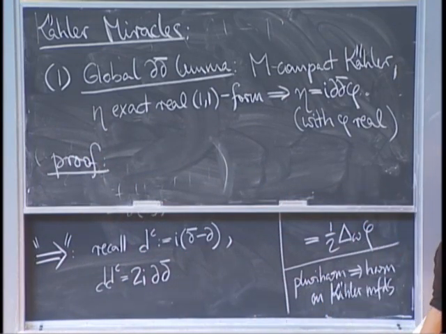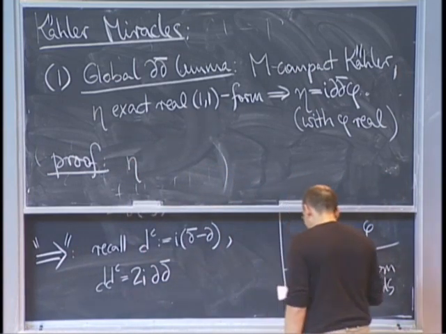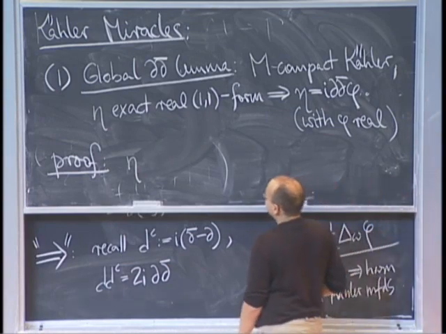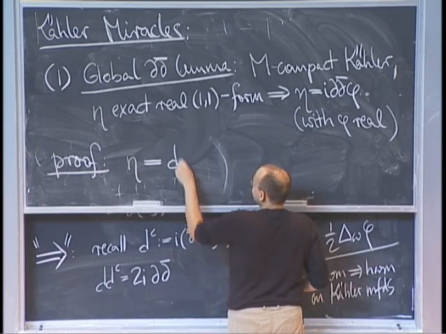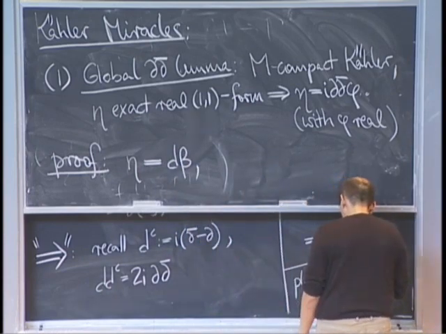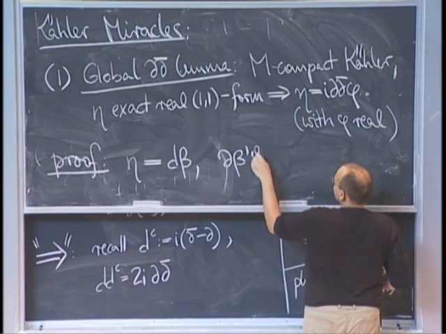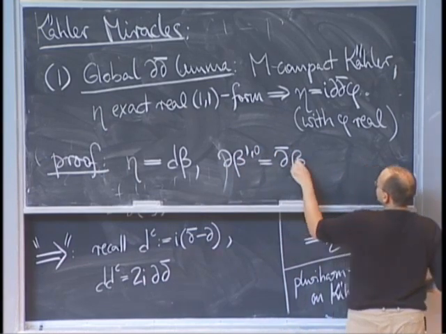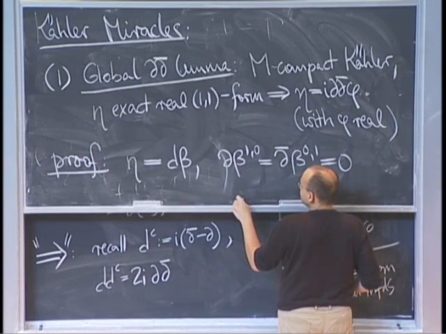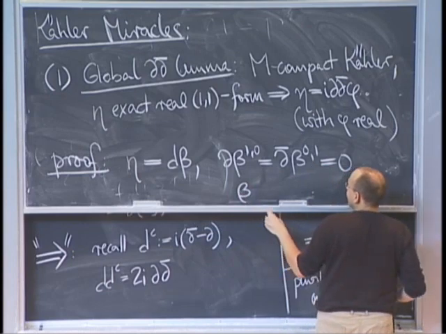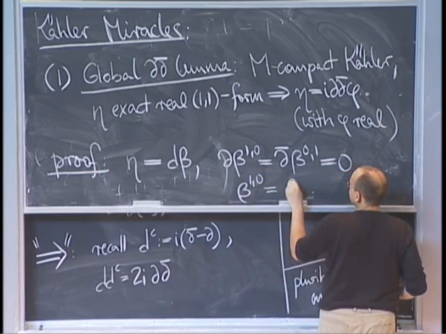So the proof is pretty much the same as the one we did locally in the beginning. So I'm writing eta as d beta. Beta is a real 1 form. I know that ∂ of beta^{1,0} and ∂̄ of beta^{0,1} are 0, and the 2 pieces are complex conjugates of each other. So beta^{1,0} is the conjugate of beta^{0,1}.